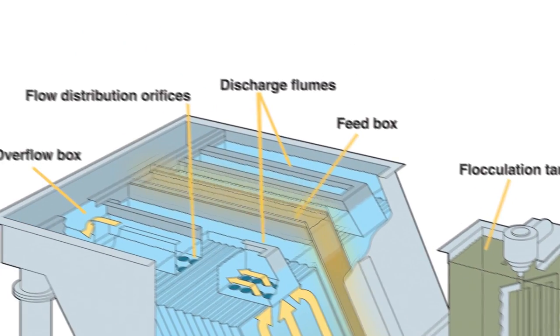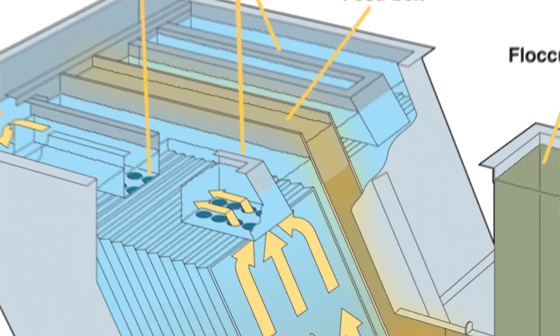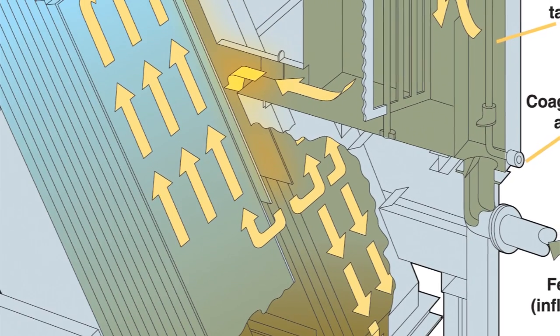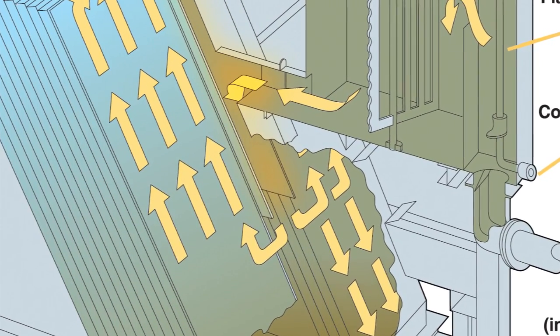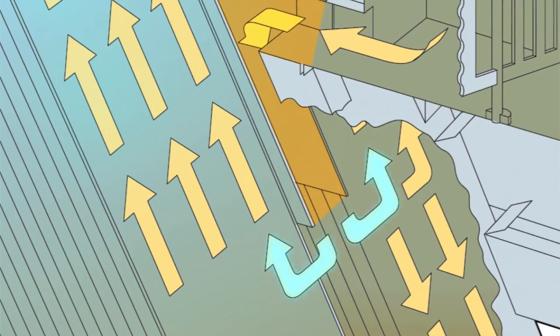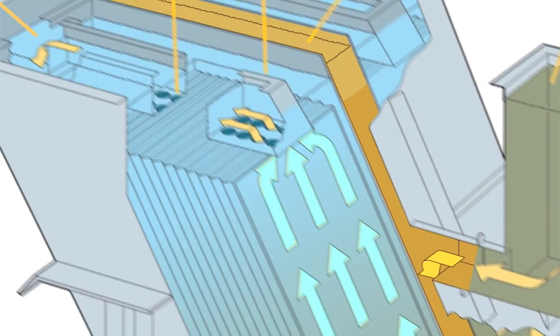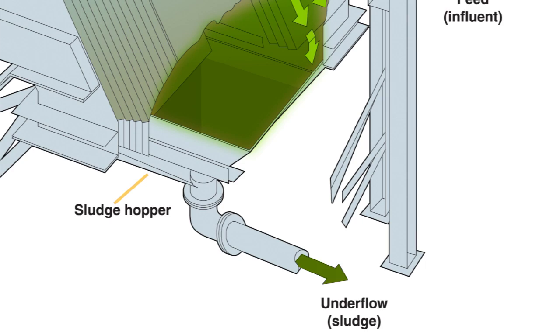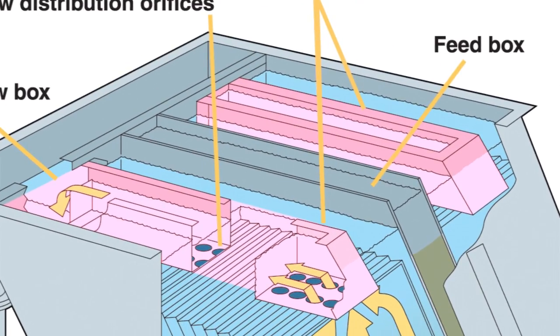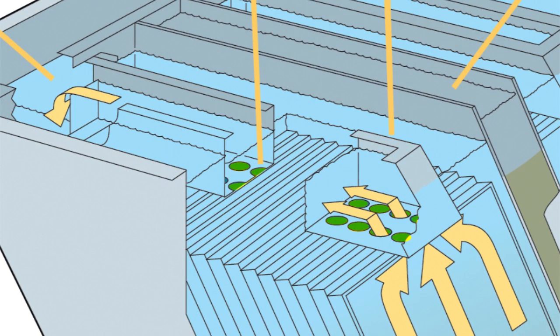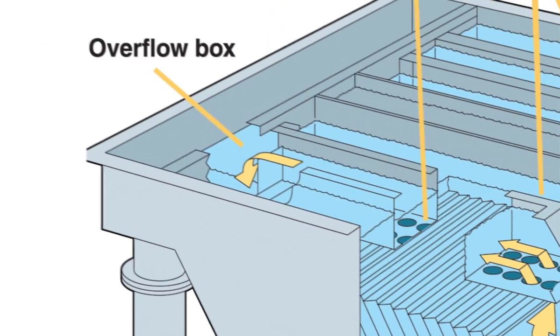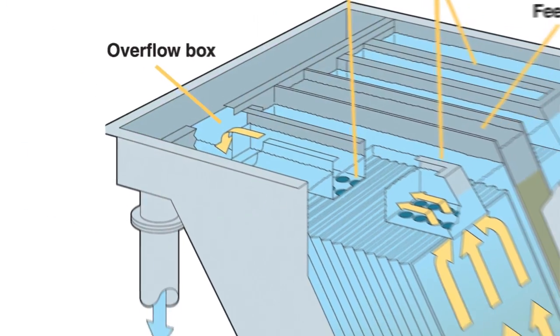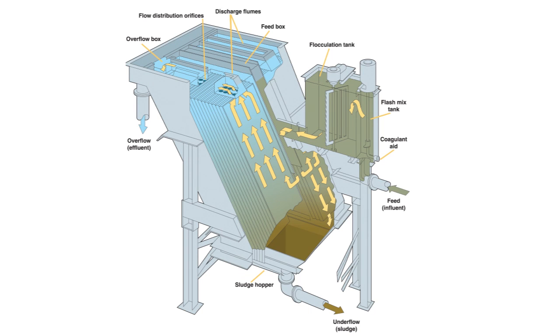And the water enters the feed box and goes down, and there will be feed slots at the side of each plate. The water enters the feed slots here. The clean water goes up, solids slide down to the hopper at the bottom, and the water enters through these discharge flumes. We actually have submerged orifice holes here. I'll talk about them in a minute. And the water enters through this overflow box and down to the effluent tank. And the sludge from the sludge hopper usually goes to a filter press for further treatment.